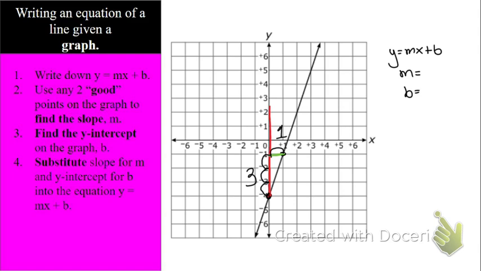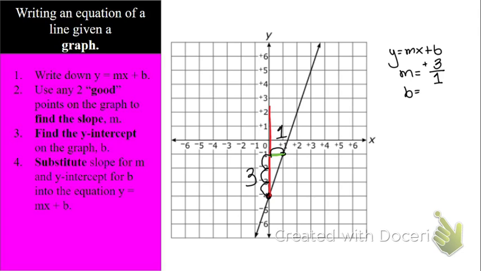So my rise in this case was a 3. My run was a 1. And looking at the tilt of my line yet again, it started low. As I moved right, it went up. So that's a positive. Okay? So I got my M.